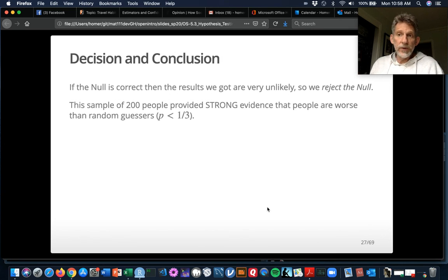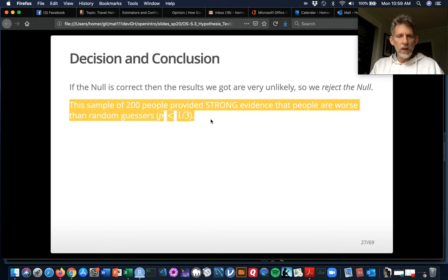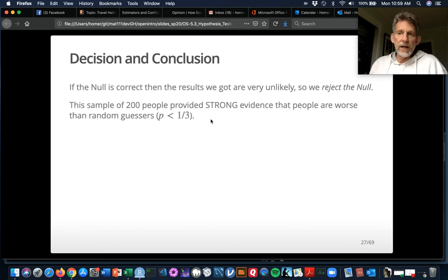So now we arrive at a different decision than what we had with that smaller sample. Now we think if the null is right, then the results that we actually got would have been very unlikely to happen. So rather than believe that something very unlikely to happen just somehow happened, instead, we reject the null hypothesis. Looks like this sample of 200 people provided strong evidence that people are worse than random guessers. We got a p hat of 0.24, that's less than a third, it leads us to believe that the population proportion is actually less than a third. So this is your decision, and this complete sentence here is your conclusion to your test of hypothesis.